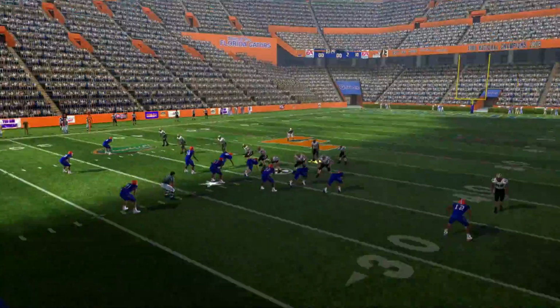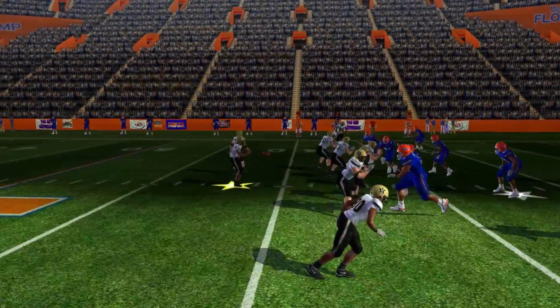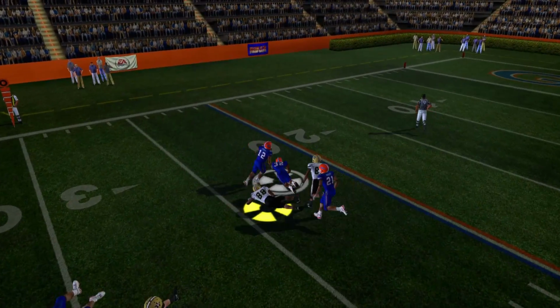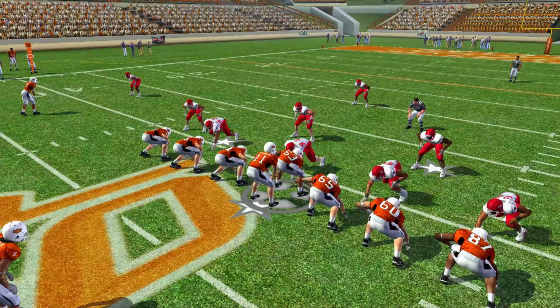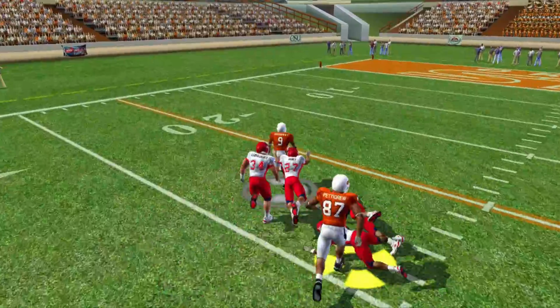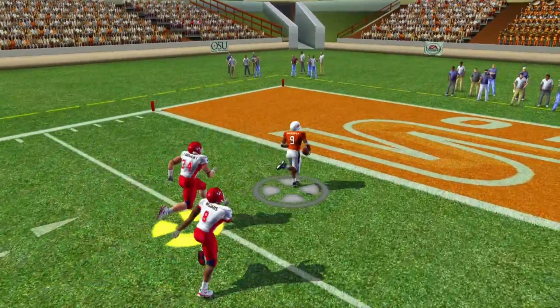Now, today's video will be about slowing the game down on All-American and Heisman. One of the complaints some people have about the PS2 Xbox gen games is how fast the players move, most notably on the PS2 version of the game, and I do tend to agree with this.